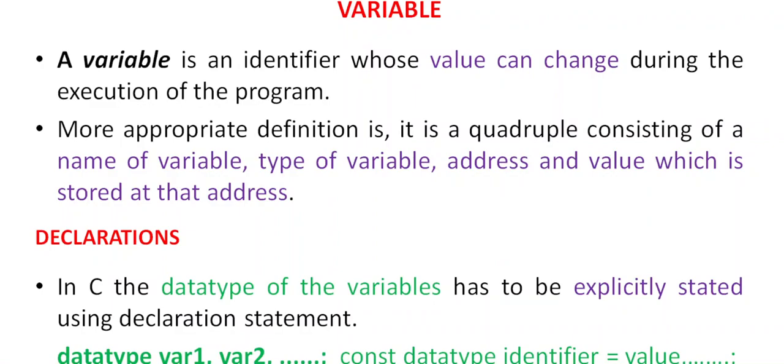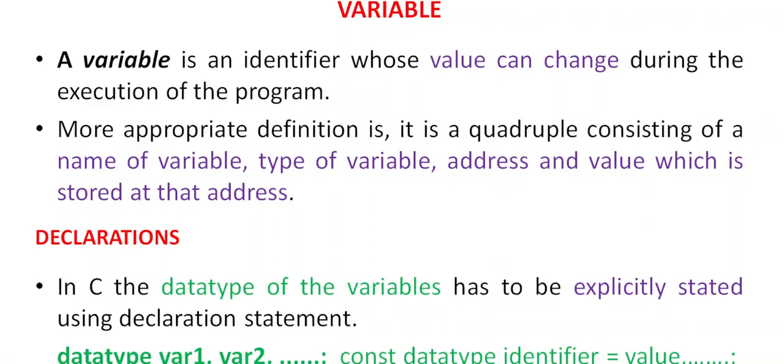A more appropriate definition is that a variable is a quadruple consisting of the name of the variable, the type of the variable, the address, and the value which is stored at that address. It's a quadruple programming language definition. A variable has a name, it is associated with a type, what type of values are stored, and the value will be stored at some particular address. At that address, the actual value will be stored. But for all these things, you have to declare them.